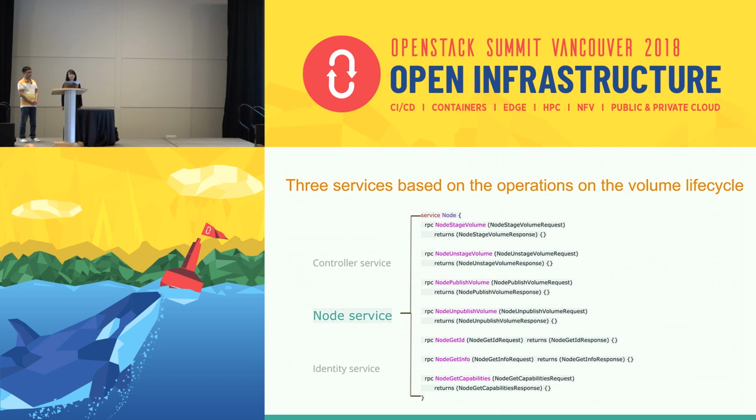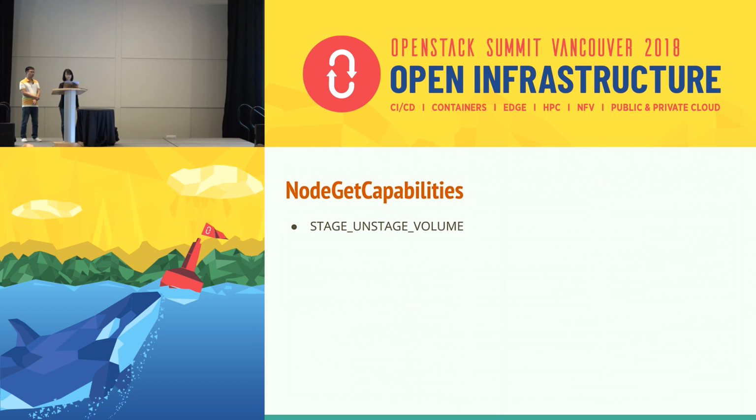The node service has RPCs for stage, unstage, publish, unpublish, and NodeGetId, NodeGetInfo, and NodeGetCapabilities. So only the stage, unstage volume capability is optional. The publish and unpublish is a required functionality.